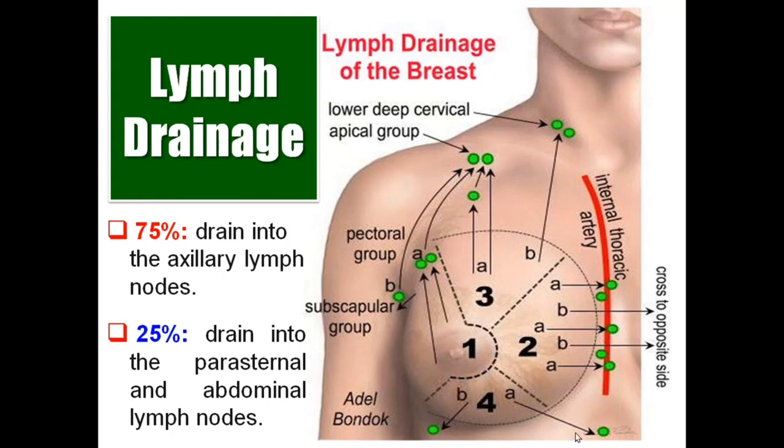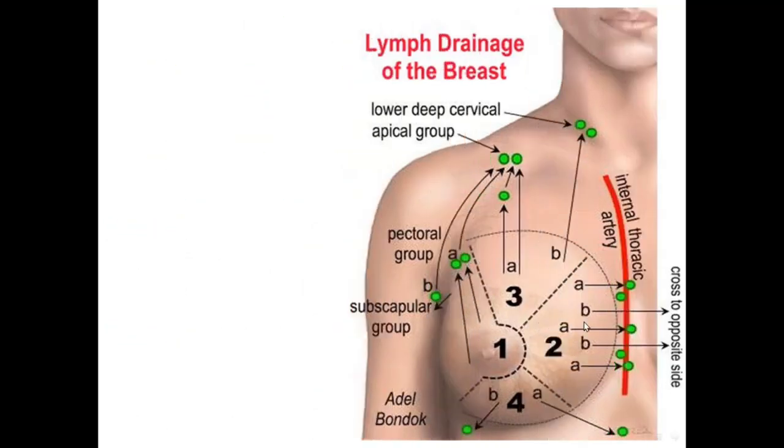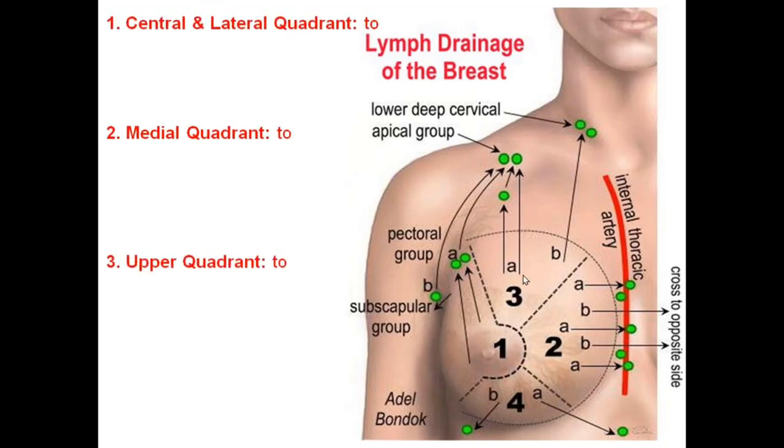So generally, lymph drainage of the breast: 75% drain into the axillary lymph nodes, 25% drain into the internal thoracic or parasternal lymph nodes and abdominal lymph nodes. Let us talk about each quadrant and see its lymph drainage. The breast is divided into four quadrants: central and lateral quadrant, medial quadrant, upper quadrant, and lower quadrant.